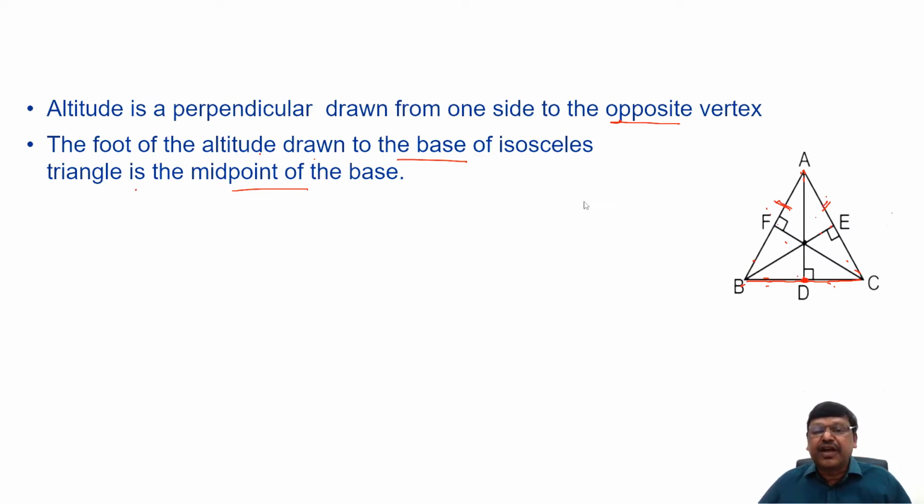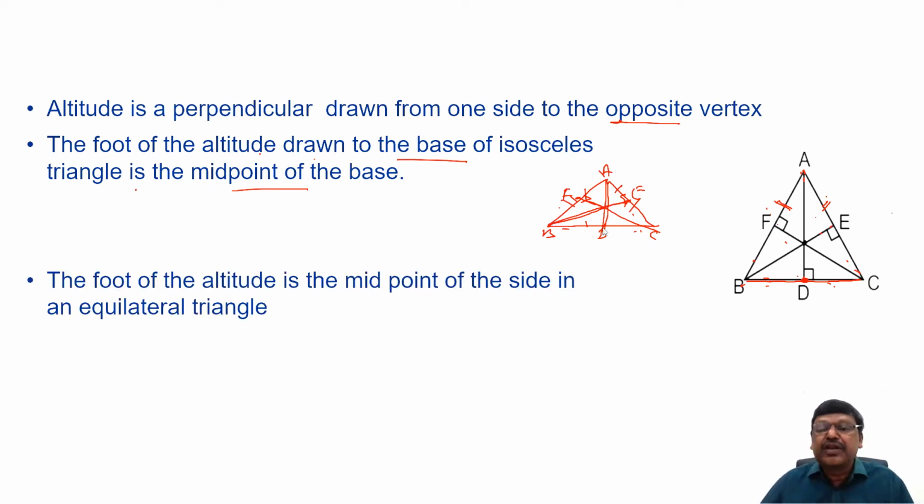Or if you take an equilateral triangle, all three sides are equal. Because all three sides are equal, this foot of the perpendicular D will be the midpoint of BC. Or if I draw BE, this E will be the midpoint of AC. Or if I take CF as the perpendicular, this F will be the midpoint of AB. Because every time you take a particular height, the other two sides are equal. In an equilateral triangle, the foot of the perpendicular is the midpoint. But in an isosceles triangle, only the foot of the perpendicular drawn to the base will be the midpoint, right?